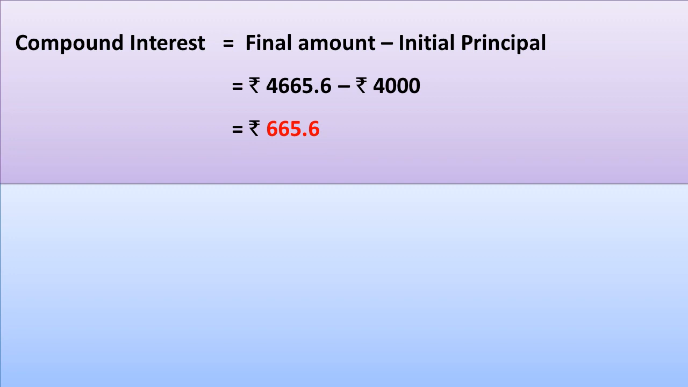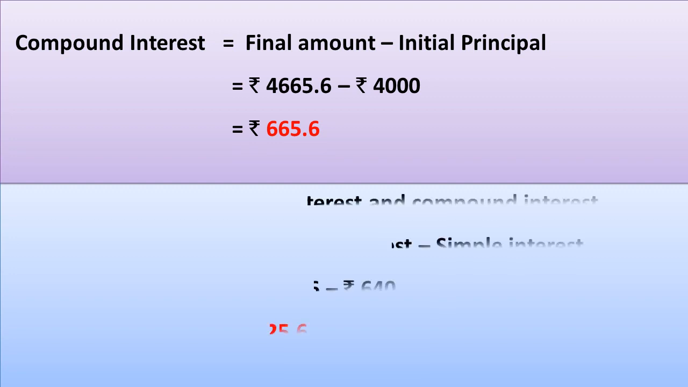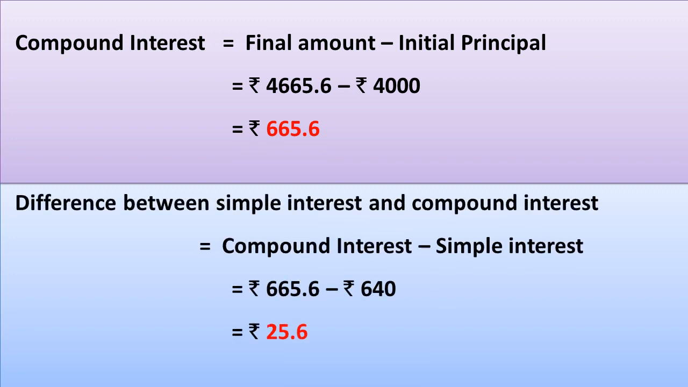So in result number 1, in the first step, we calculated simple interest. Now in the second result, we have calculated the compound interest. Find out its difference, that will be equal to rupees 25.6.